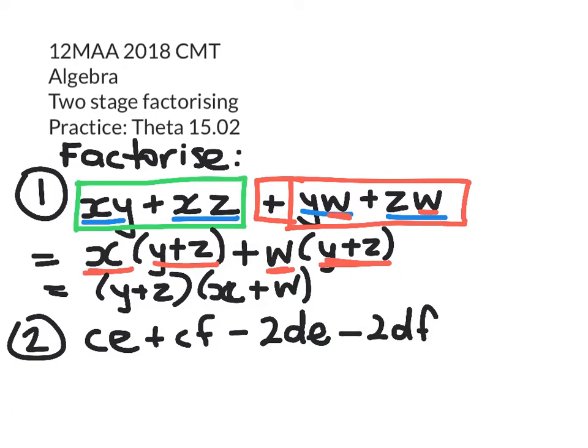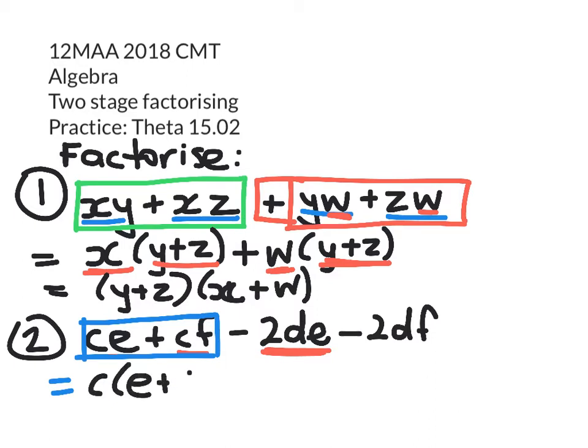The next example is very similar, but you've just got to be careful with the minus signs. So looking first at all four, CE, CF, now here I've got 2DE, I haven't got a C, so I'm going to have to look at two-stage factorising. So let's take first these two. I've got a common factor in there of C, so it's going to be C times E plus F.